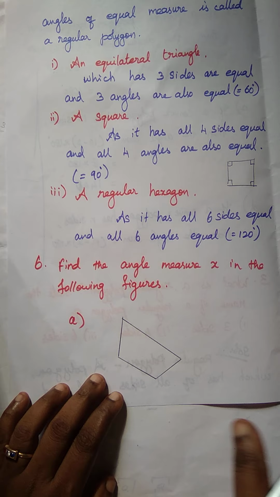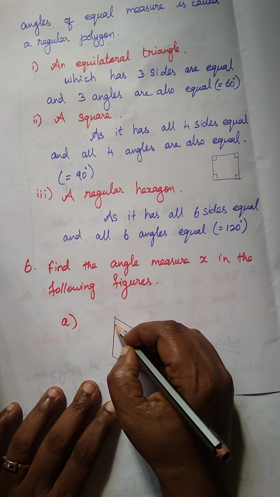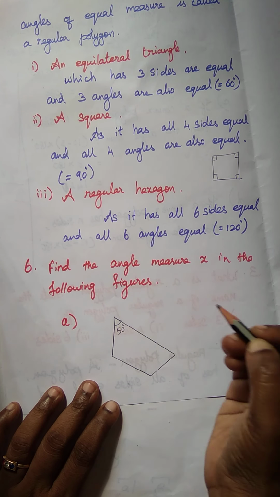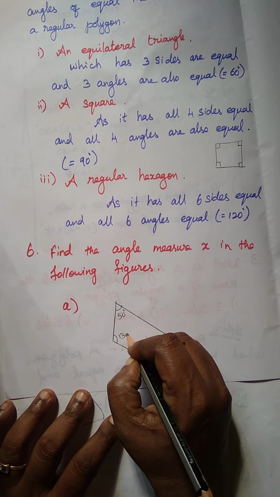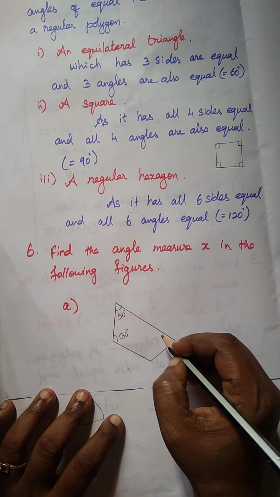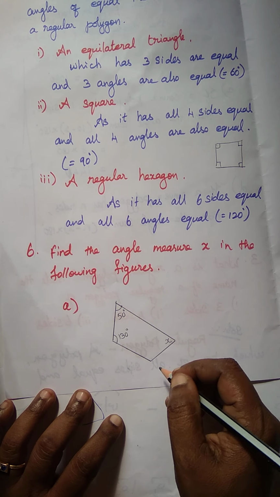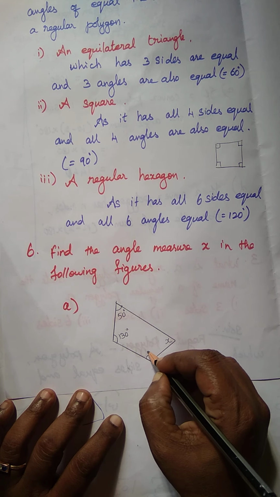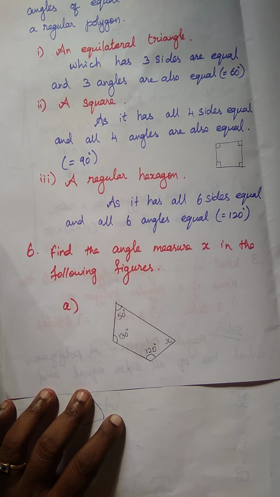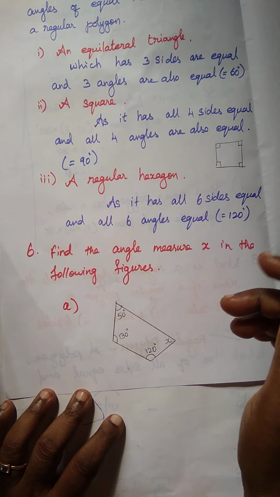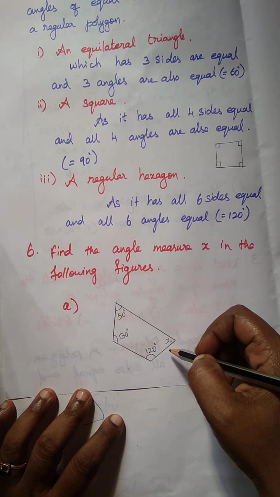Okay, now we mark the angles. One angle is 50 degree, then another one is 130 degree, next one x, this x only we want to find. Here 120 degree. Okay, it's a quadrilateral. We all know the total sum of the angle of a quadrilateral is what? 360 degree. Very good. Using that we find the value of x.